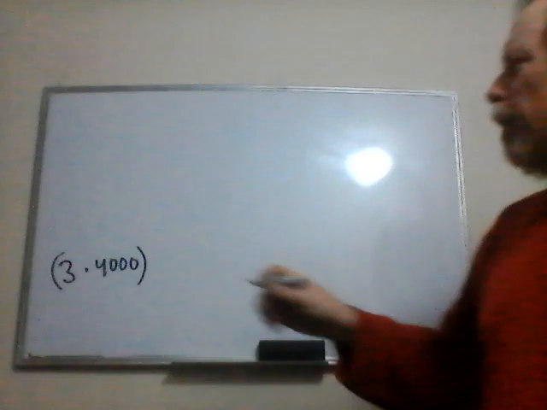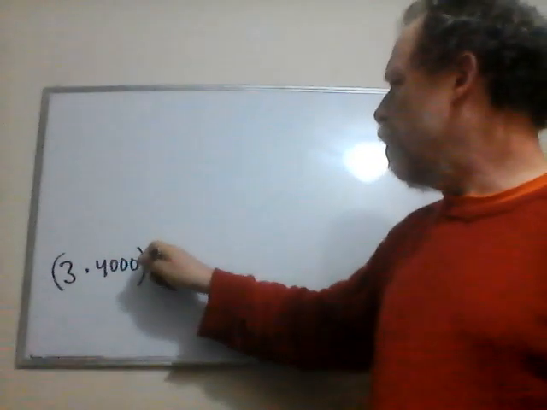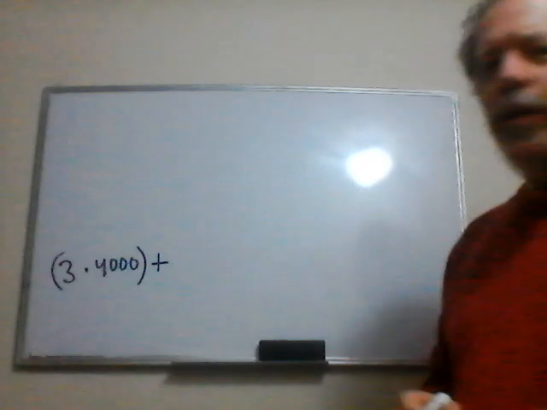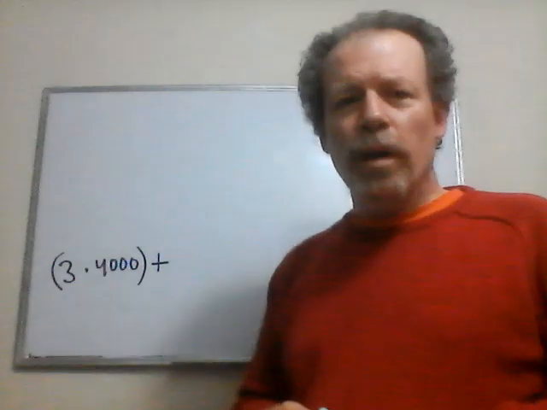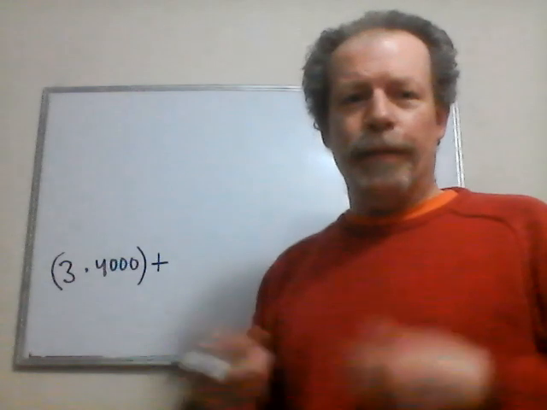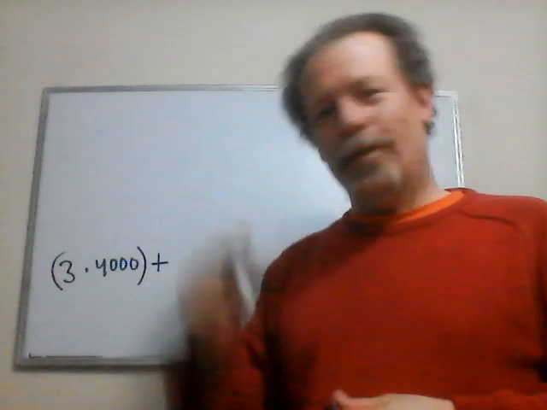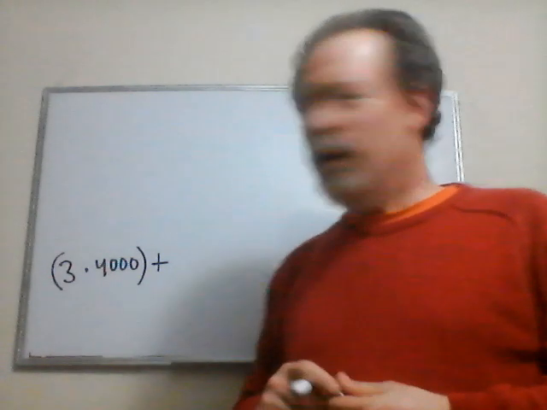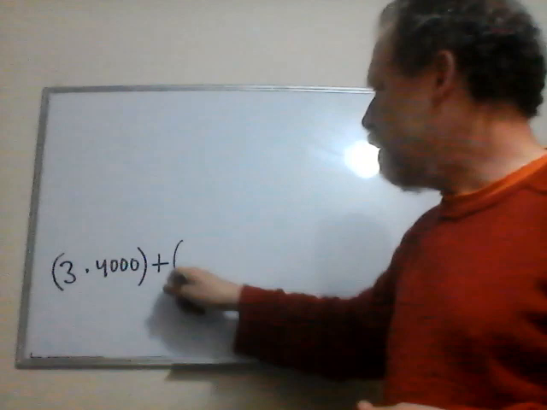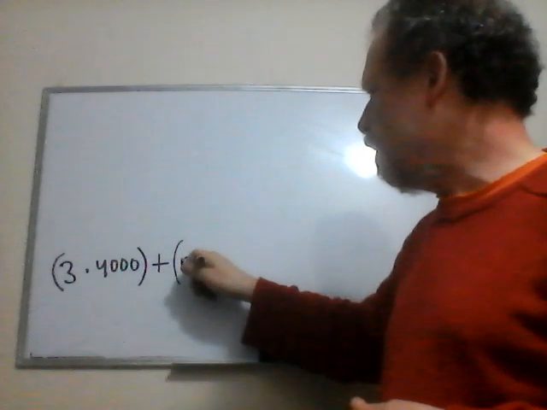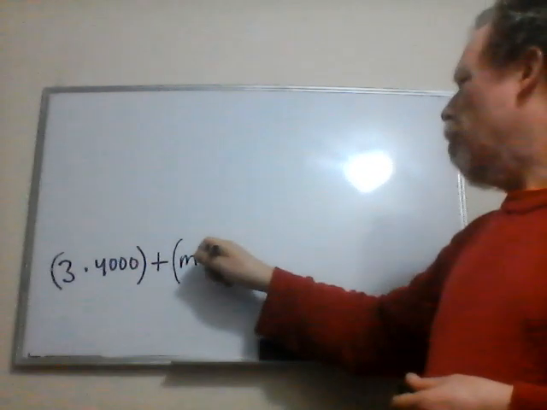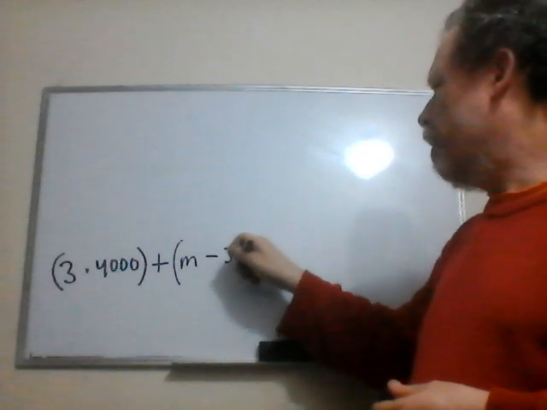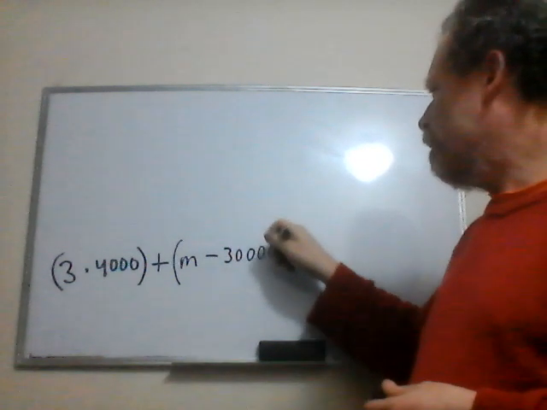The part that is less clear is what he's going to pay in addition to that. If he drives the car up to 30,000 miles, he's not going to pay anything else. If he drives more than that, he's going to have to pay something. So the number of miles for which he has to pay is going to be the total number of miles that he drives, that's an M, minus the 30,000 miles that he gets for free.